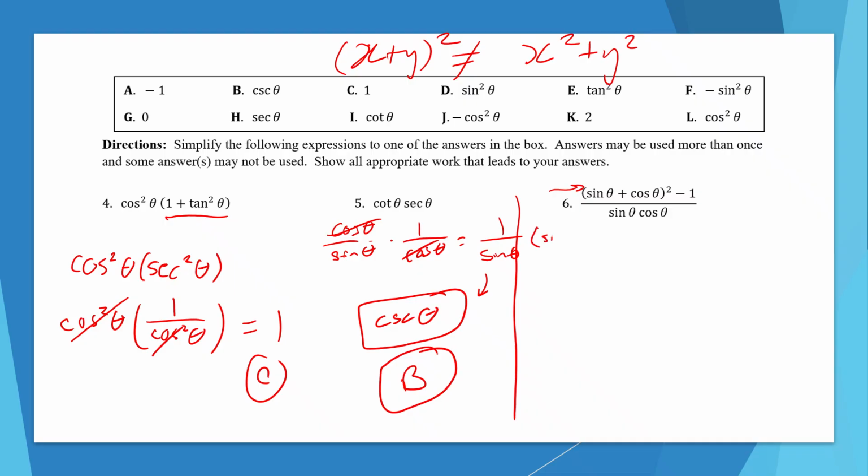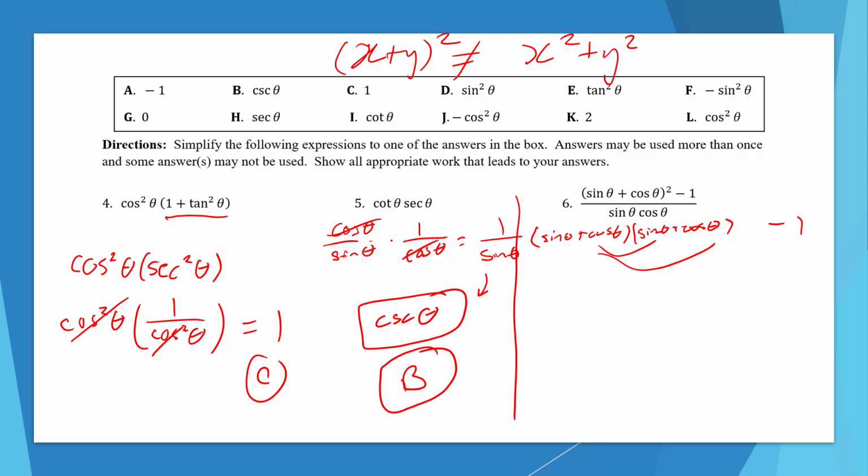So this is going to be sine theta plus cosine theta times sine theta plus cosine theta. So that's that squared minus 1. Now we need to FOIL this whole thing out. So let's do that. I'll erase that so we can see the fraction.